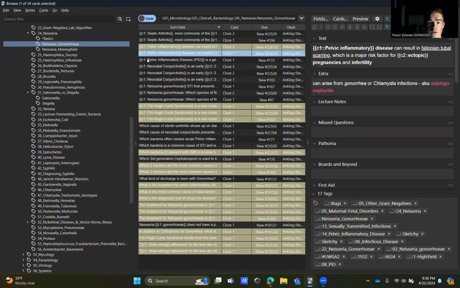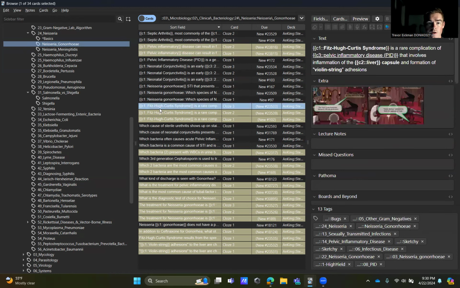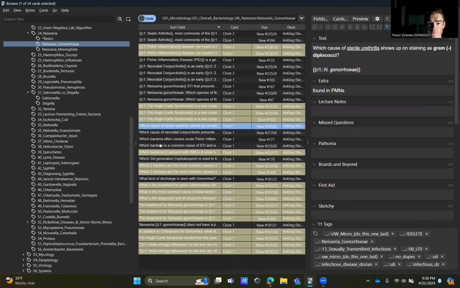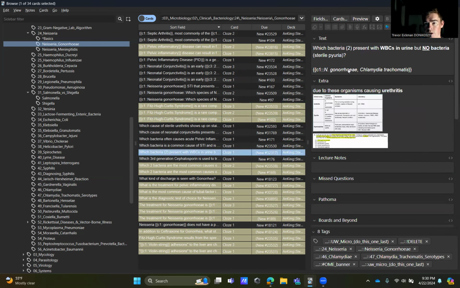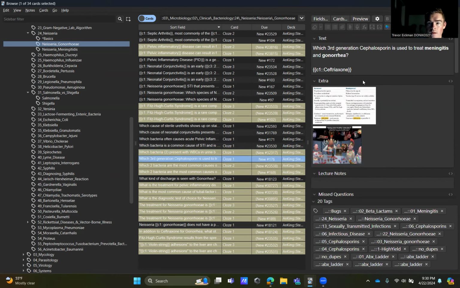And then in Neisseria gonorrhea, you want the first two, but then you want to skip 3 and 4. And then you want to grab the rest here. And then with this one, you want to skip the Fitz-Hugh-Curtis syndrome cards here in the middle. And then you want to grab the next 4 after that. And then this one here, which bacteria present with white blood cells in urine but no bacteria in the sterile urine. It's just kind of like comparing two things, and I didn't think this was a key thing. But this is good to know.